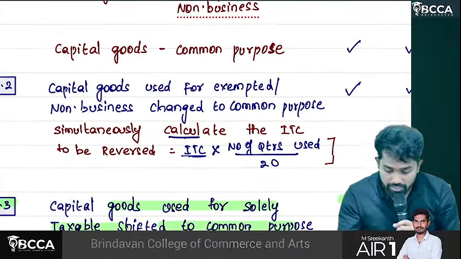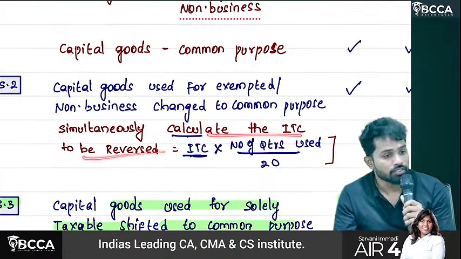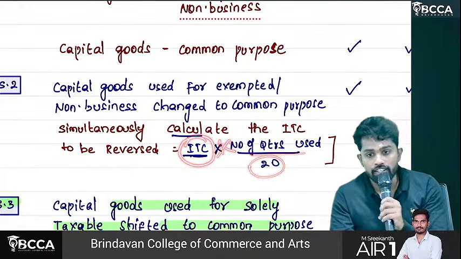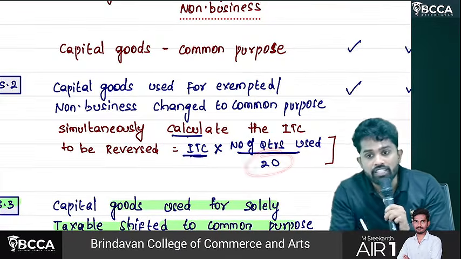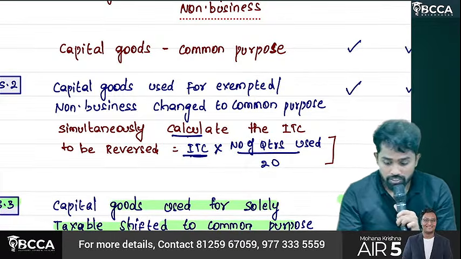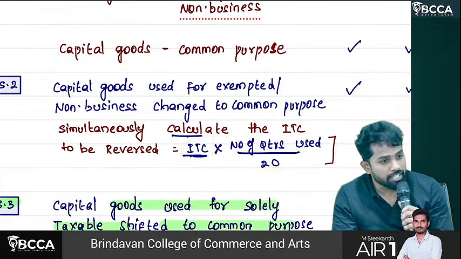See, simultaneously calculate the ITC to be reversed. How much? ITC into number of quarters used divided by 20. Sir, you might have a question, sir, why only 20? Why 20? For 5 years, how many quarters are there? 20. That's why. So ITC into number of quarters divided by 20.